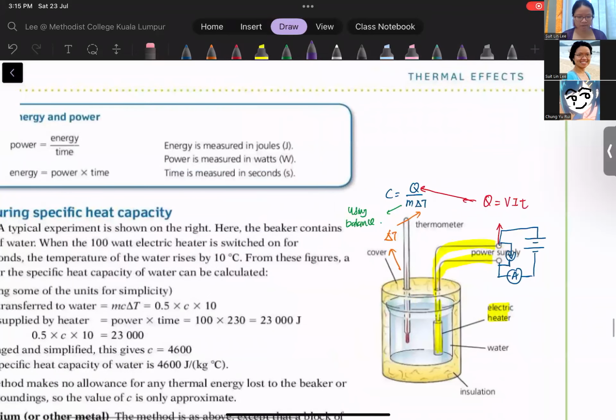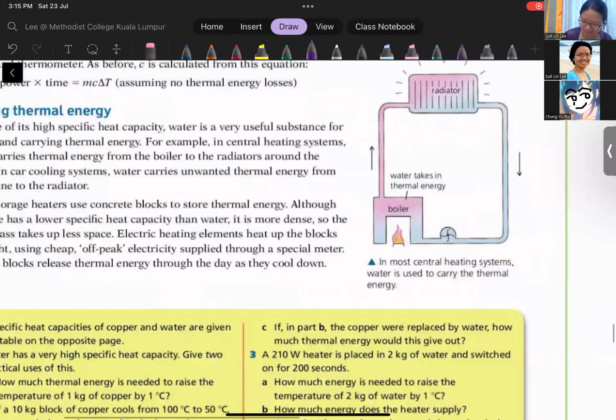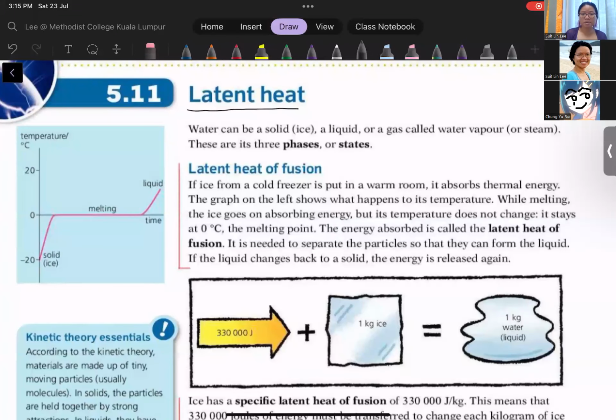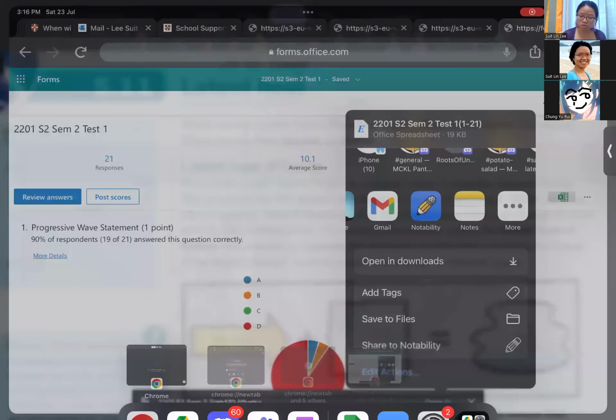All right. So whenever there's a state change, we use the term latent heat. Okay. So in English, latent here means no change. Latent. So whenever you see latent, it's like, oh, something is like not motivated to change. Just, you know what? Let's see Google.